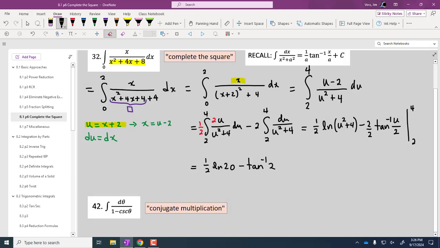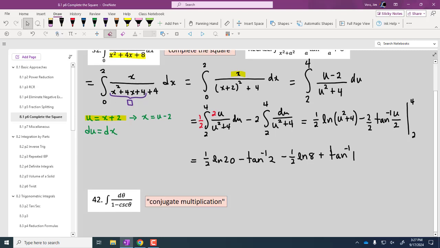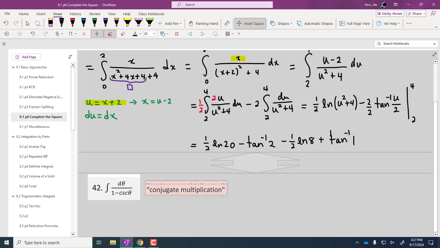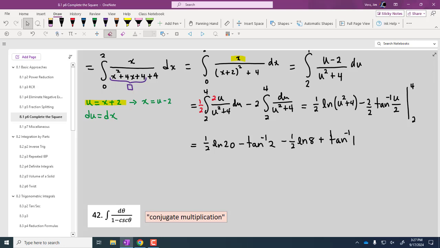And then we subtract off the antiderivative evaluated at 2. We're going to subtract off 1/2 natural log. 2 squared is 4. 4 plus 4 is 8. Minus a minus becomes plus inverse tangent of 1. All right, so before we do some trivial simplification, any questions up to that moment?